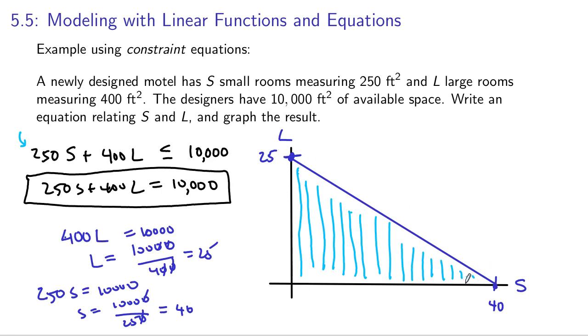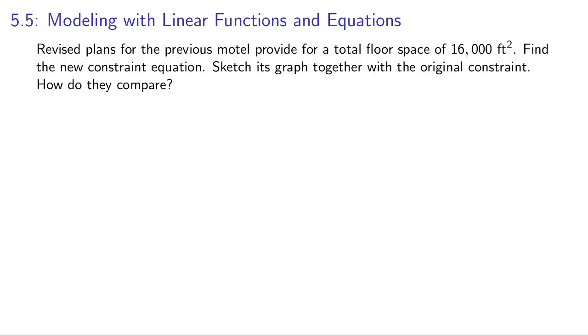And this is a common layout for constraints. Now you may have more constraints, which could draw more lines or even non-lines. Say you have a constraint like this, and that would erase this area under the curve, and we would know which configurations are valid for large and small rooms. So let's go back and think a little bit more about this example. What if the plans now call for a total floor space of 16,000 square feet? So there's a change. Find a new constraint equation.